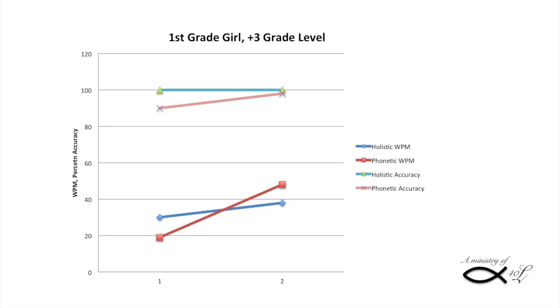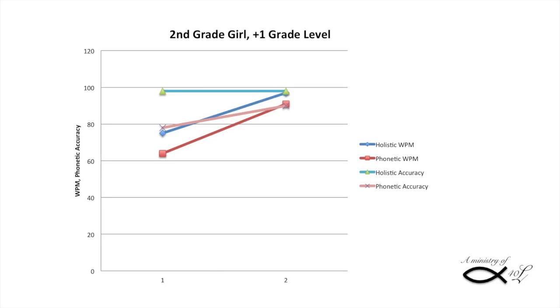So this first grade girl gained 3 reading grade levels, and she ended up with actually a negative slowdown as she improved her phonetic accuracy and reading speed. Her holistic accuracy before and after was 100. Her phonetic accuracy went from 90 to 98%, and her slowdown went from 37% to negative 26%.